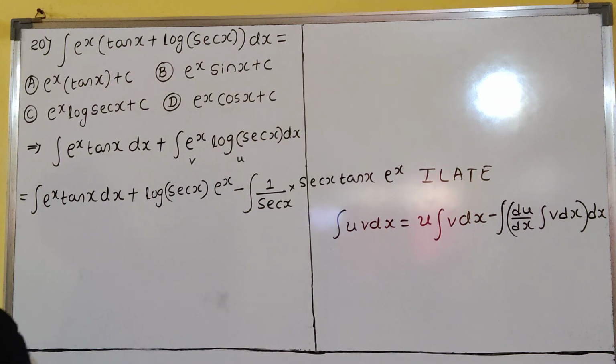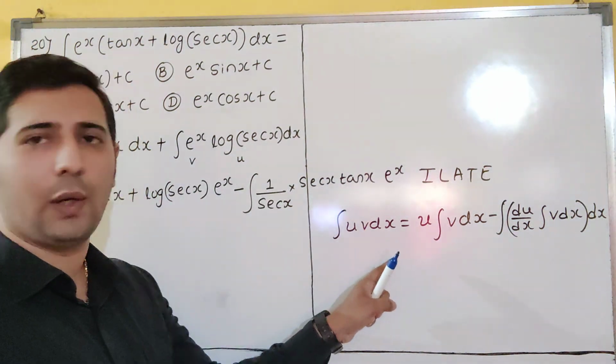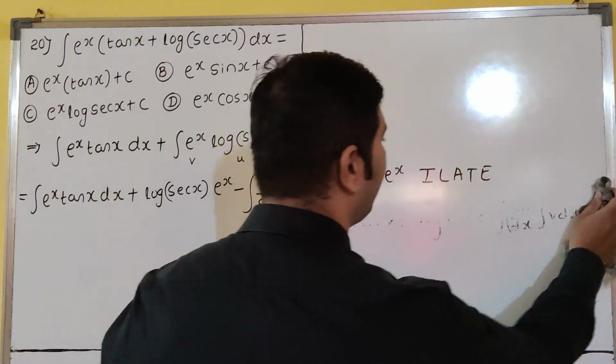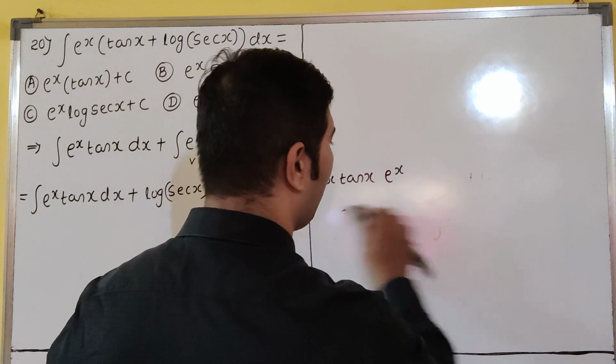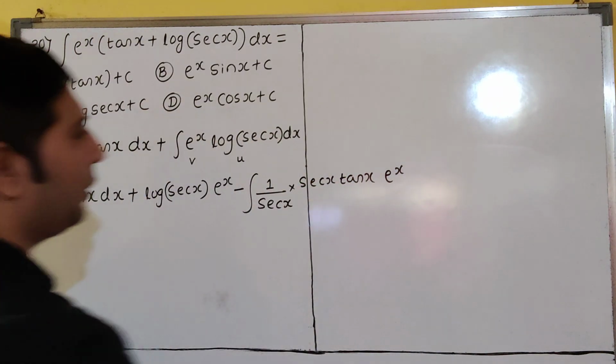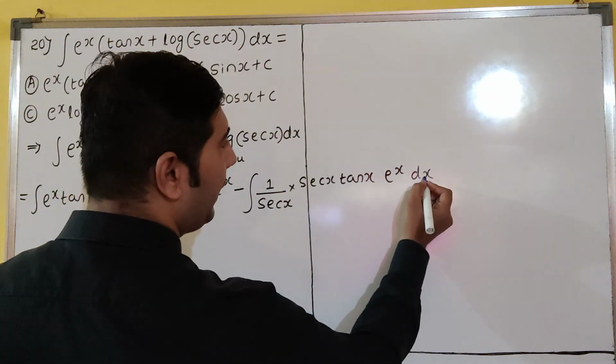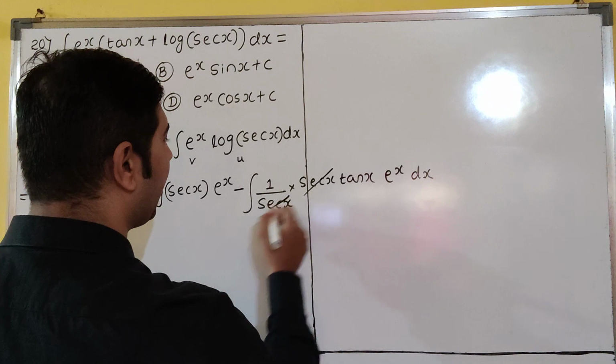I will erase this, dear students, because this is not required now. I hope you have understood this formula. This also I will erase. So now see, almost all I had used. Nothing is there in that. So now see here, into dx. dx I will write. Clear? This is into dx. Sec x gets cancelled.